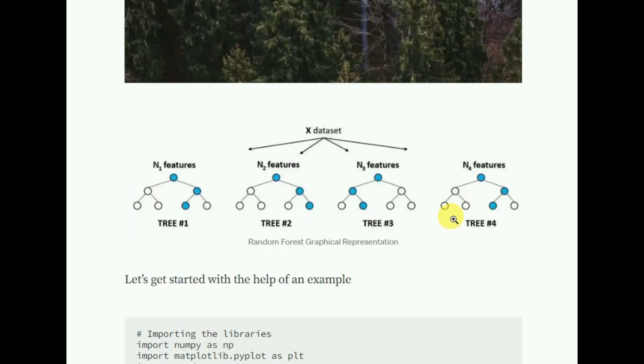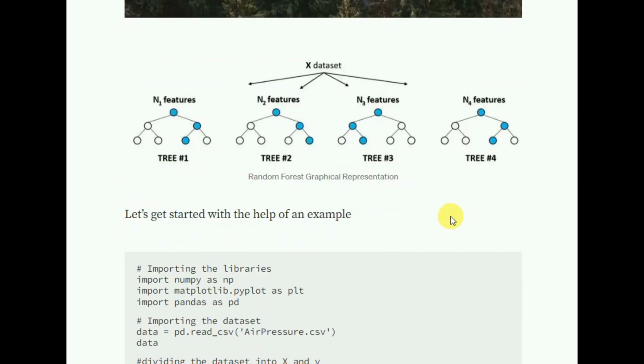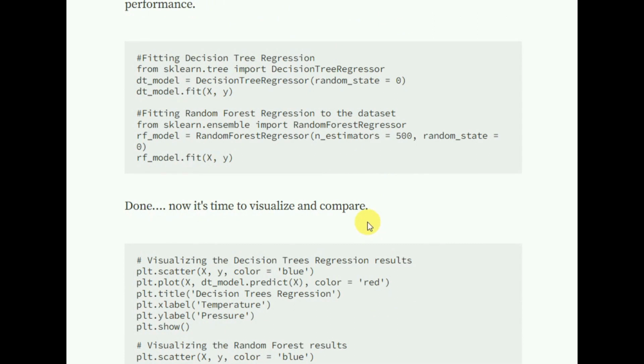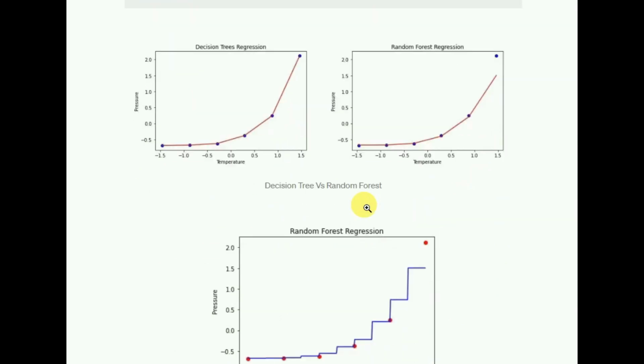Next is random forest. Random forest is the upgraded version of decision trees. The name itself suggests it consists of a large number of individual decision trees that operate as an ensemble. Thus, we are combining the predictive power of several decision trees to give more accuracy. Fit the dataset to the random forest. Visualize it.